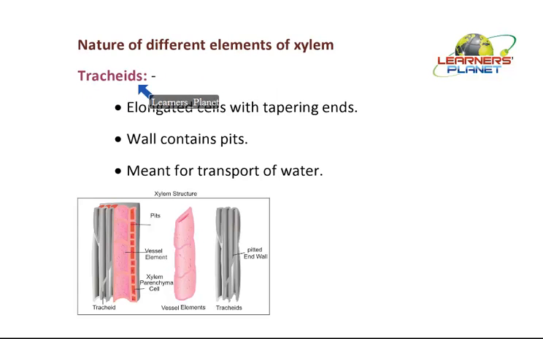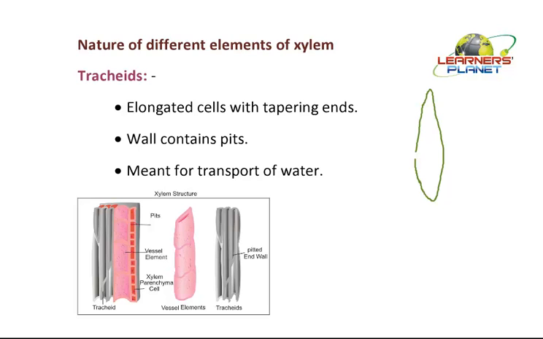So basically the first part is the tracheids. Now these tracheids are elongated cells, as we have observed in the diagram, which are tapering at their ends. That means their ends are pointed, so they appear as spindle shaped structures. So this is how they are located and the shape they have. Now these cells are dead in nature.